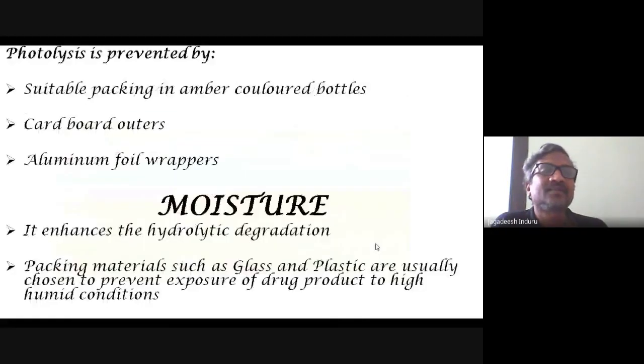Photolysis can be prevented by suitable packaging, and we generally suggest amber colored bottles and cardboard outers, so that the light cannot pass through the cardboard and will not be present inside the packaging. Aluminum foils and vapors also provide a dark atmosphere to avoid this. We will see the pathways and how the product is affected in detail a little bit later.